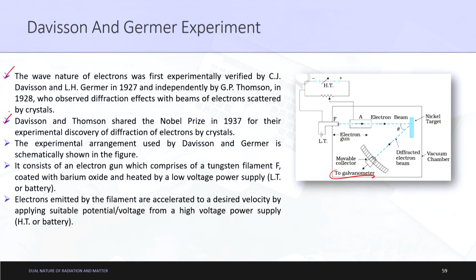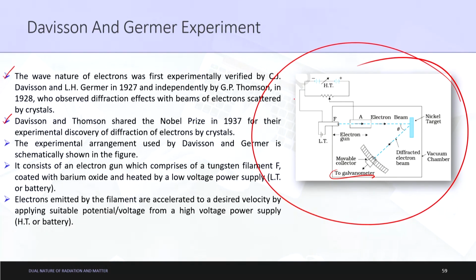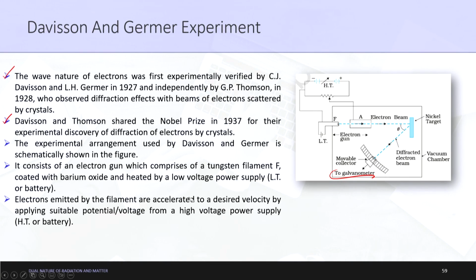The experimental arrangement used by Davisson and Germer is schematically shown in the figure. This is the Davisson and Germer experiment shown on the right hand side of this slide. It consists of an electron gun, which comprises a tungsten filament F. As you can see, it has a little curly nature, which is how a tungsten wire is symbolized in the electrical setup. So this is your tungsten filament.